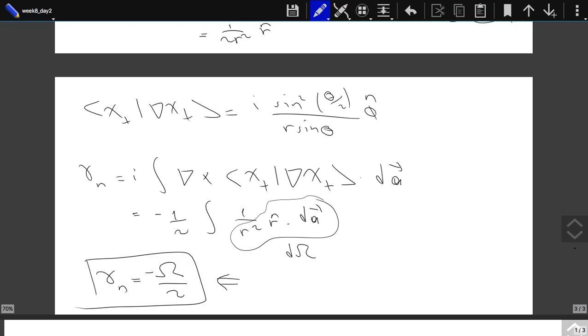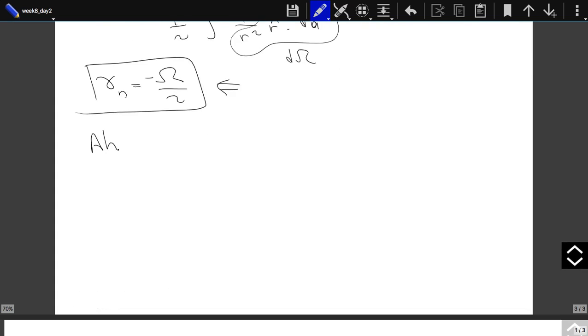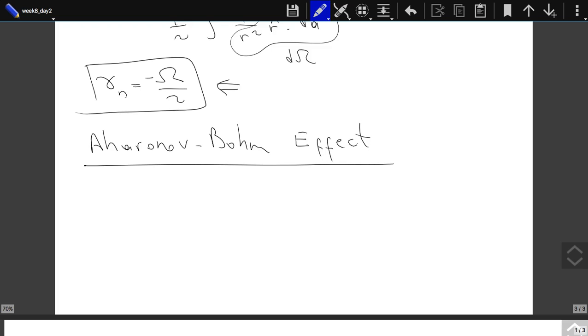Let's make another application of this. Now it will be the Aharonov-Bohm effect. Well, initially it was not proposed as a Berry phase, but later on it was discovered that this was actually a special case of a Berry phase. So let's first discuss what this Aharonov-Bohm effect is.